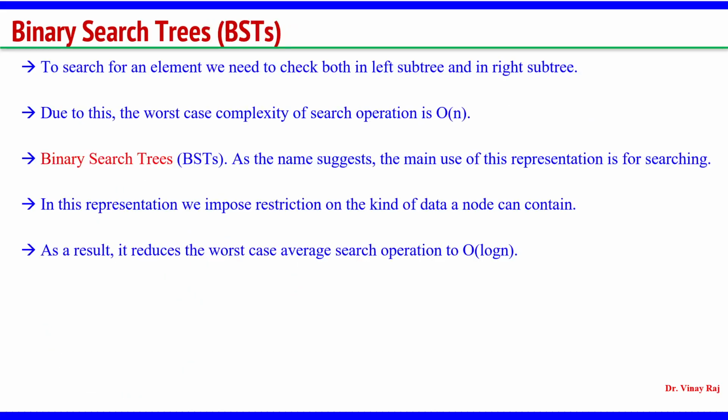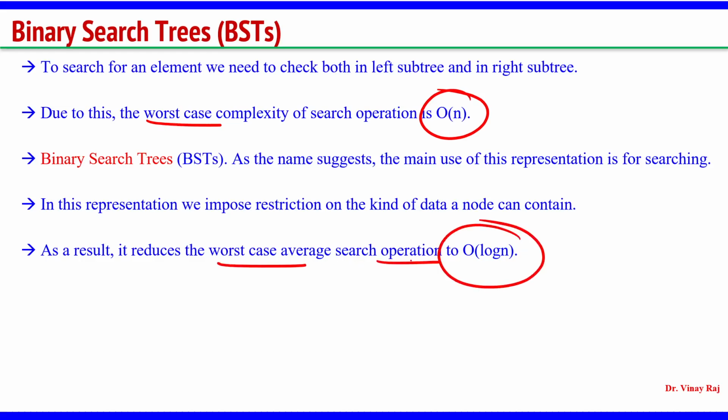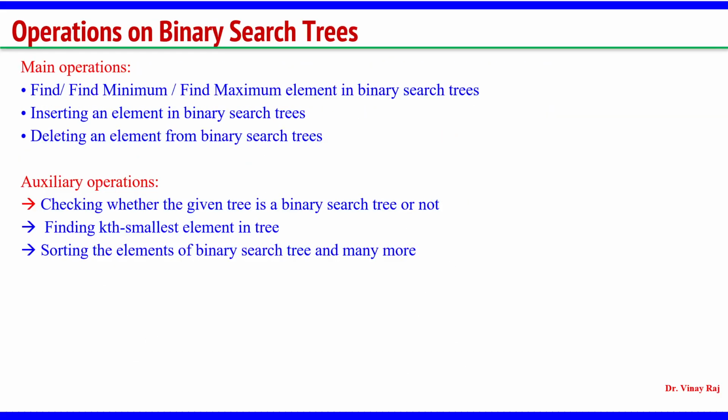This is important because the search operation cost is lower. Normally in binary trees the worst case is order of n, whereas in a binary search tree the worst case search operation is order of log n. So it is reducing a lot, and that's why we follow this design of binary search tree.